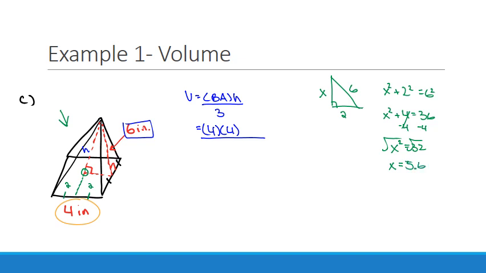So 5.65, and then I can go back over here. 5.65. I found that height and divided it by 3. When I multiply 4 times 4 times that 5.65, I get 90.4. Divide that by 3. I get 30, and we'll go to tenths again. 30.1. And that is cubic inches.